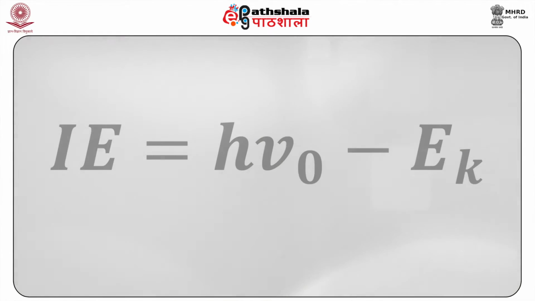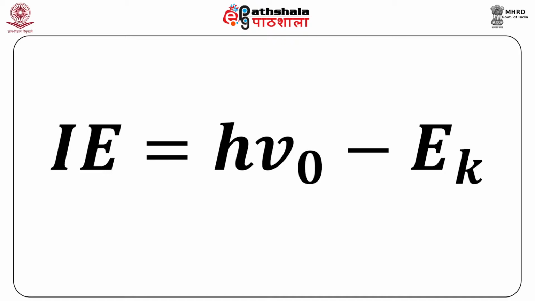The second point is that a photoelectron spectrum is a plot of the number of ejected electrons versus their kinetic energies. The ionization energies can then be calculated from the positions of the peaks. Using this relation, the ionization energy is equal to h nu naught minus E k, where E k is the kinetic energy of the electron, and h nu naught is the energy of the incident radiation.